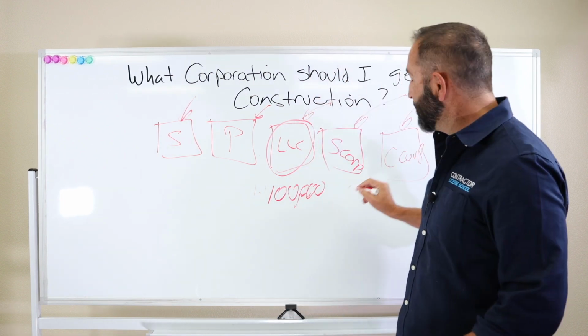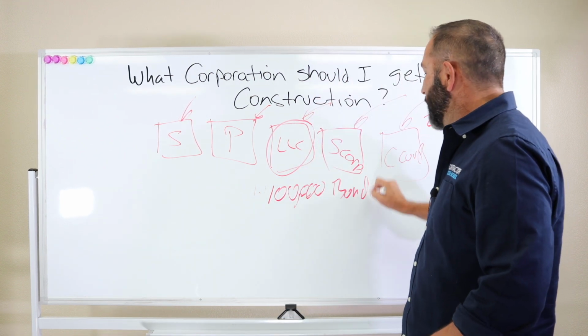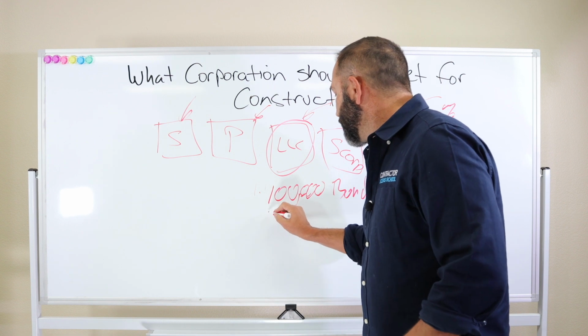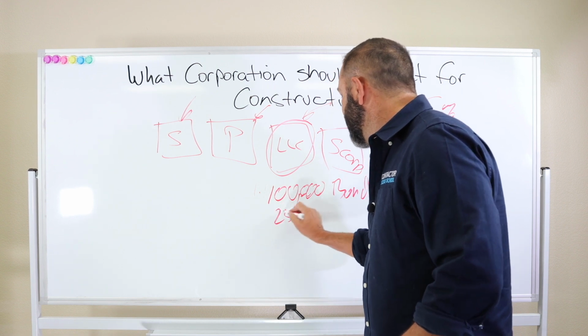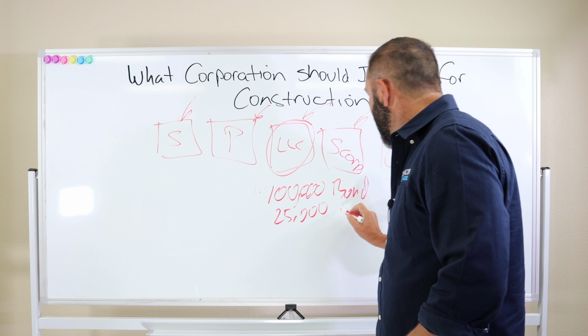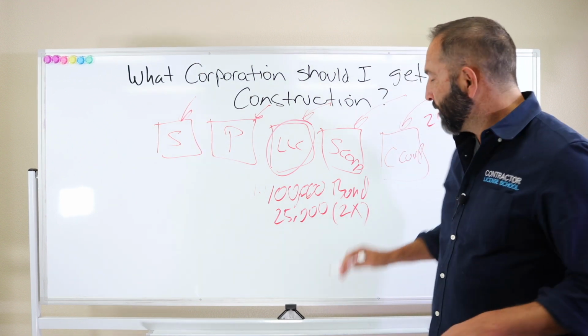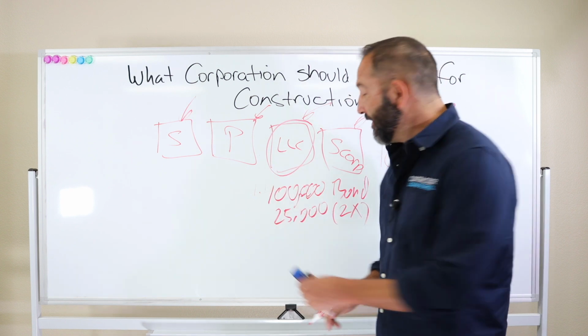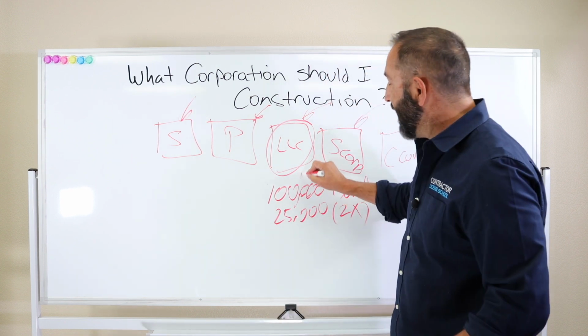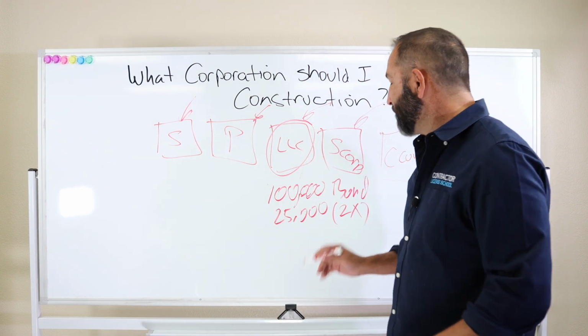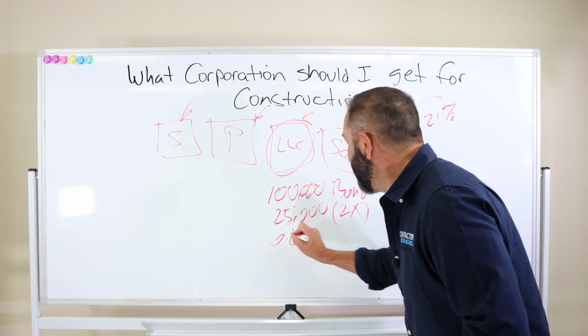So you have to have a $100,000 bond, and you have to have 2 surety bonds, which are going up right now to $25,000. So 2x that bad boy. You have to have 2 surety bonds. And then you still can't even get your contractor's license. This is under the LLC, ladies and gentlemen. You also have to get general liability insurance.